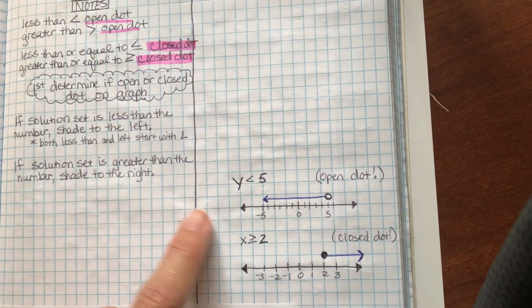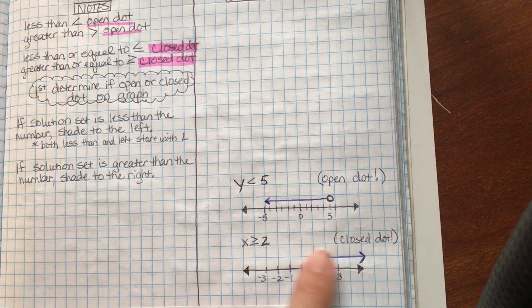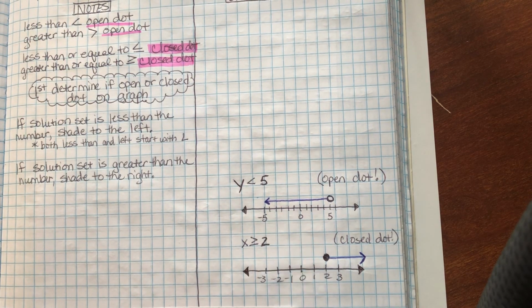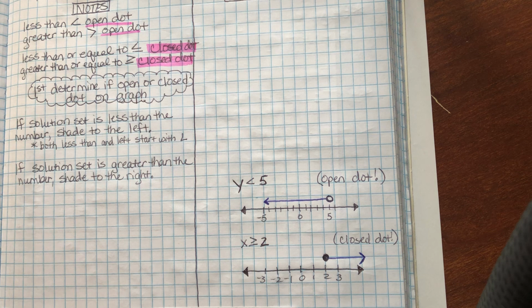And here's a couple of solutions. This one has an open dot. This one has a closed dot. That's basically it. It's a pretty straightforward concept.